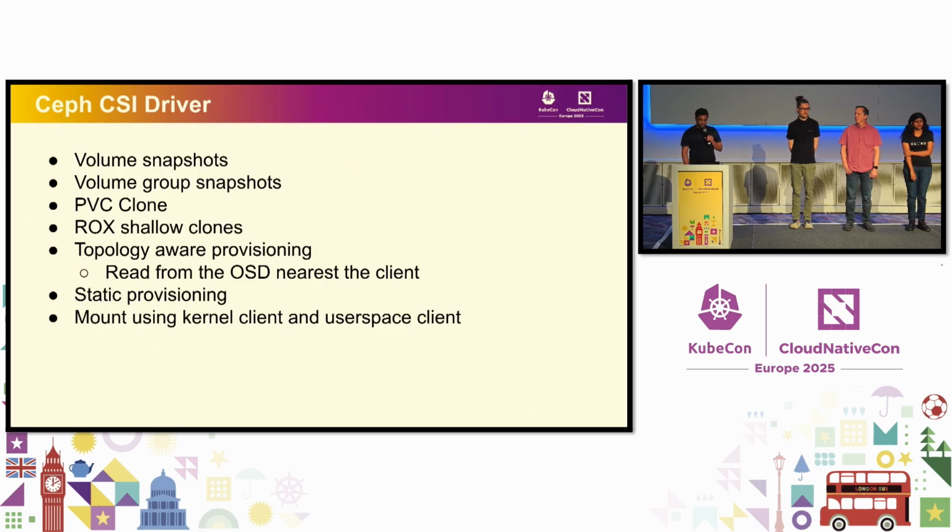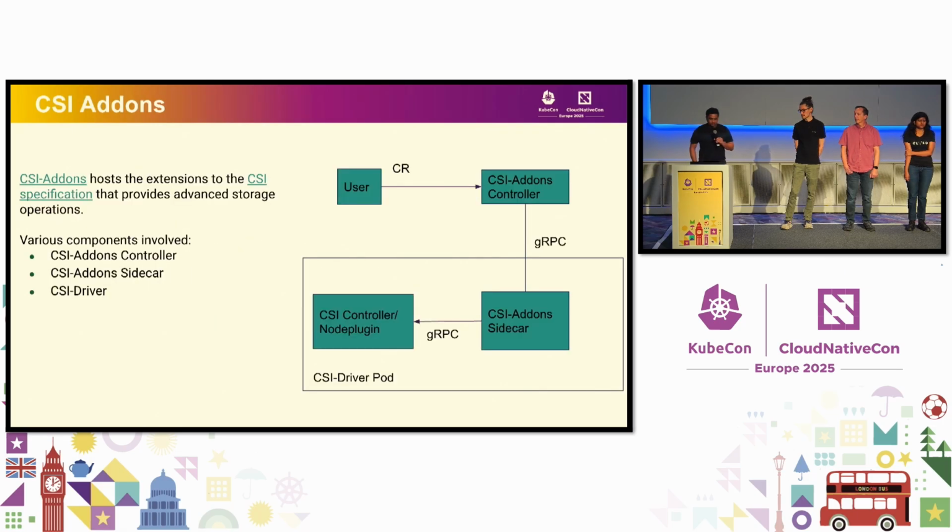We support topology-based provisioning, where we read from the nearest OSD so that we get better performance. We support static provisioning and entry migration as well. We support kernel mounts and user space mounts for both CephFS and RBD. So we have everything with CSI.